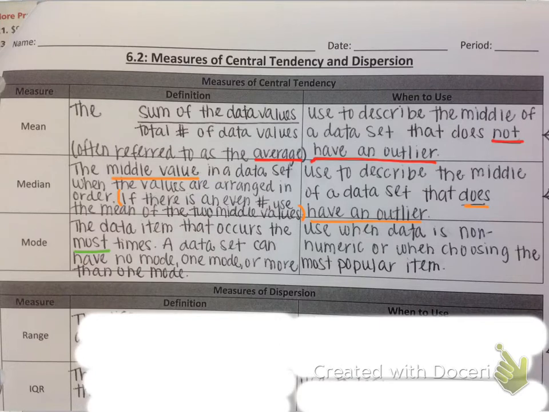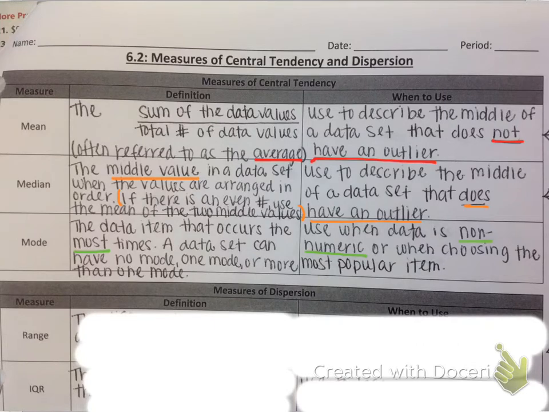We typically use mode when the data is non-numeric or when choosing the most popular item. So if I polled every single one of you and asked you what your favorite color was, we can't really find a mean or median of your favorite color. That's non-numeric data. So we use mode to describe the most popular favorite color. Does that make sense?